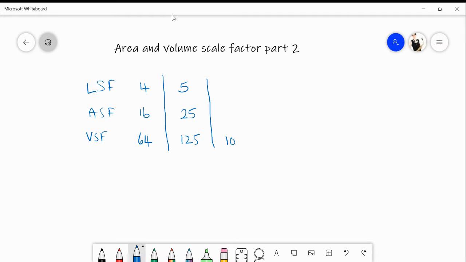If we are given the volume scale factor, then the easiest way to get back to the area scale factor is actually to go all the way back to length first. So I'm going to find the cube root of 1000, which is 10, and then I'm going to square that to give me an area scale factor of 100.